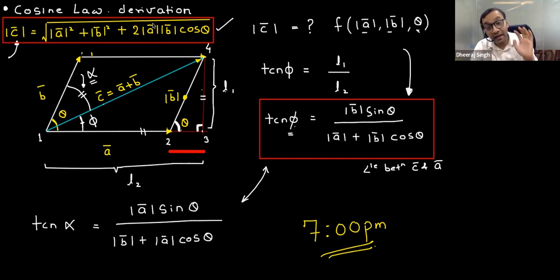So finally, we have an equation. If you tell me that there are two vectors, one of this much length, the other of that much length, and the angle is this much, I will be able to tell you exactly the length of the sum of the two vectors. And we don't need to draw the graph or anything like that. So let us try to analyze this cosine law a little bit more.